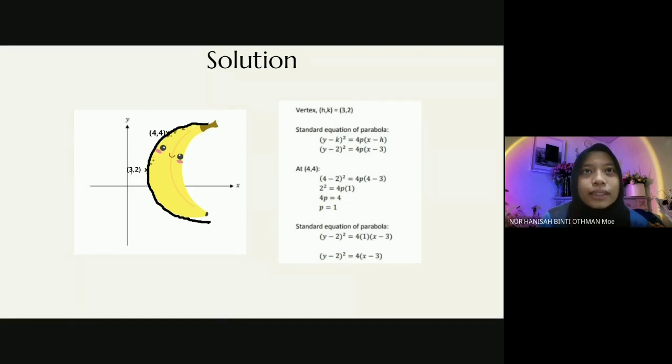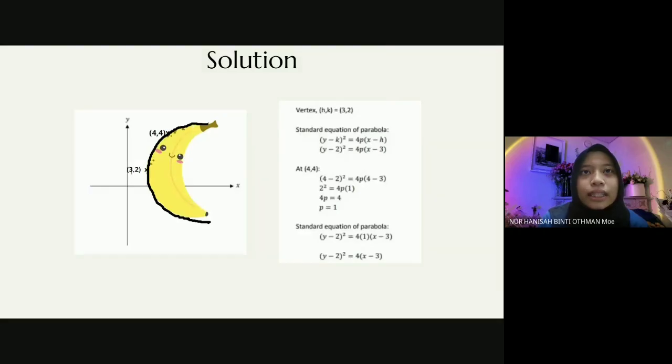We just substitute the value of the vertex in the equation, and we also substitute the point (4, 4). When we substitute, we will get p = 4 and p = 1. So the standard equation of the parabola, the last answer you will get, is (y − 2)² = 4(x − 3).